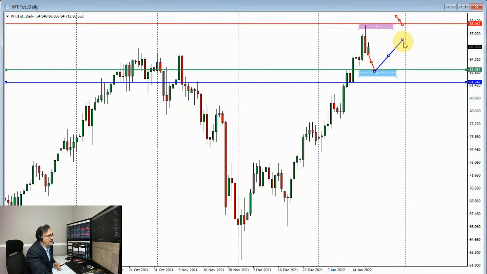confirmation is, and then I will be looking for a push higher, therefore continuation to the upside, and take profit towards 88. Disproportionate amount of potential reward for the risk taken. Happy with this setup. 83 key trading level, point of entry if I get there, and if I get the reversal, stop at 81.70, take profit 88 for me for crude oil.